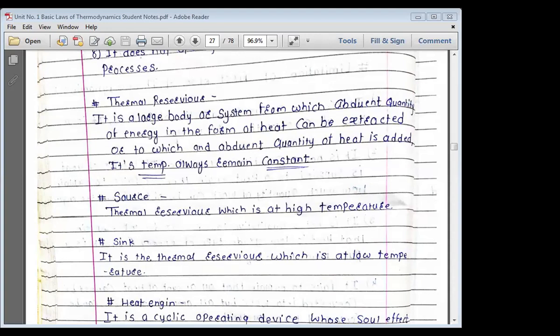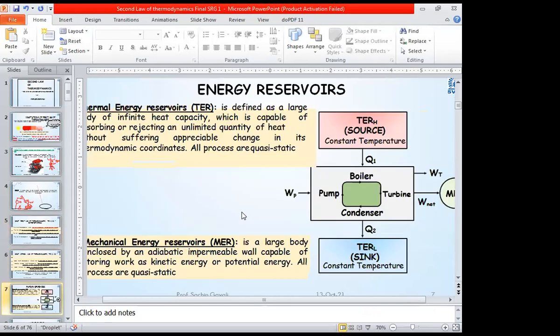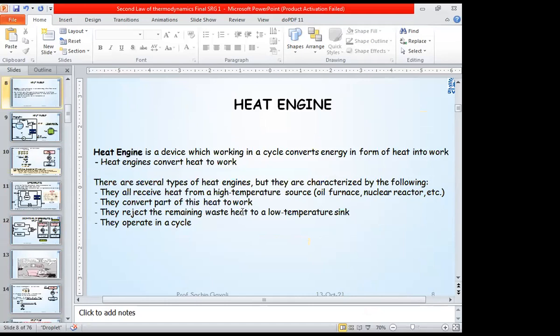Okay. Now, before going for defining the statements of the second law of thermodynamics, we have to define some of the devices that are used for defining the statements of the second law of thermodynamics. Now in that case, first is what is called a heat engine. Okay, so what is a heat engine?